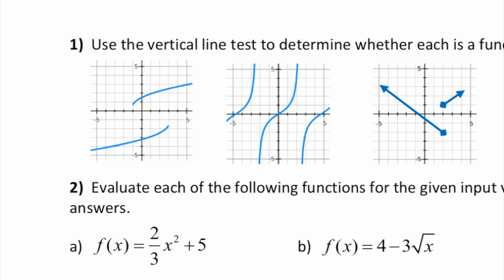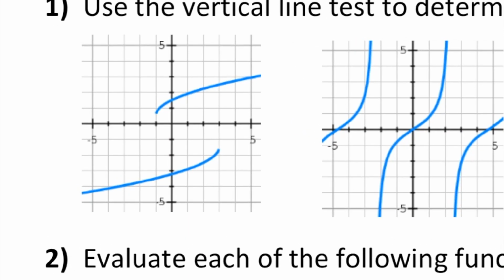a function. Remember that the vertical line test asks you to consider a vertical line that can be drawn anywhere on the graph space, vertical meaning up and down, and if that line can touch the graph of the relation more than one time anywhere. It could be there, it could be there, and so on.